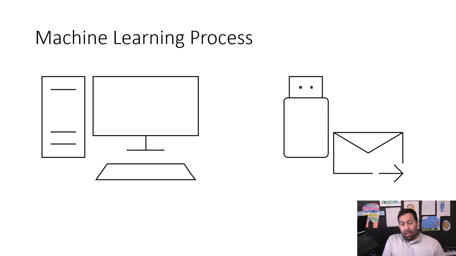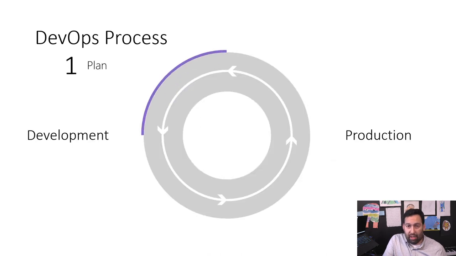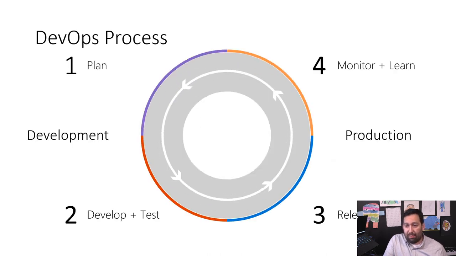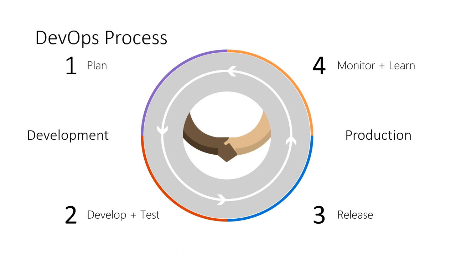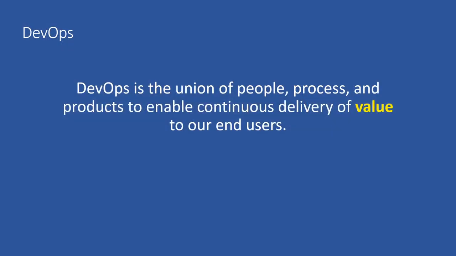Okay, so again, machine learning is in the state of the art where, if you're a small shop, there are obviously people more sophisticated than this, but generally people put these models in a file and they email them and say, here's the best one. It's not the right way to do things. The best way to do DevOps, if you're not a data scientist but a computer person, is you plan, you develop, you test, you release, you monitor and learn. And there are some really good practices behind DevOps.